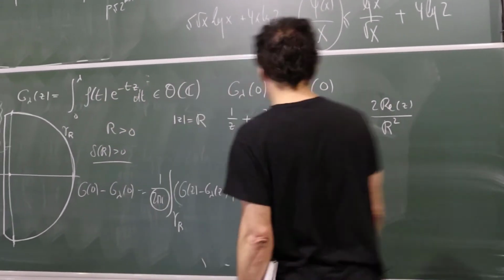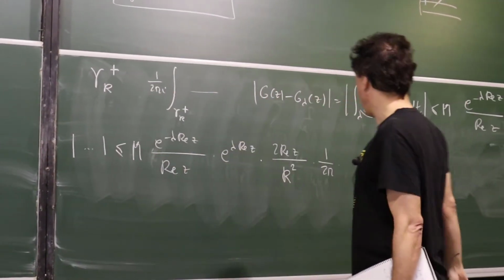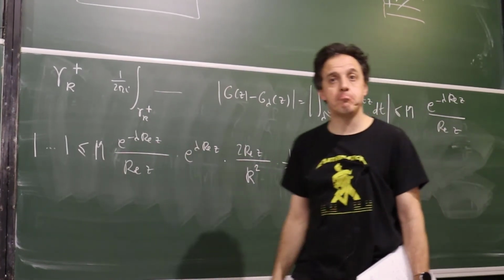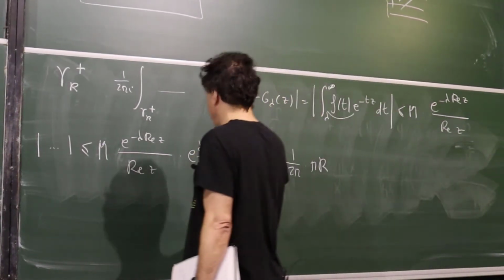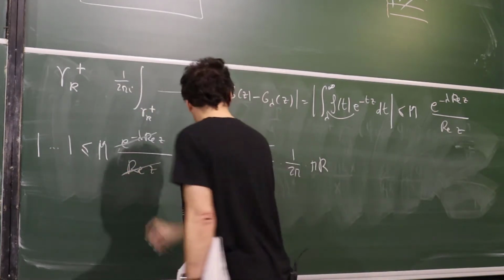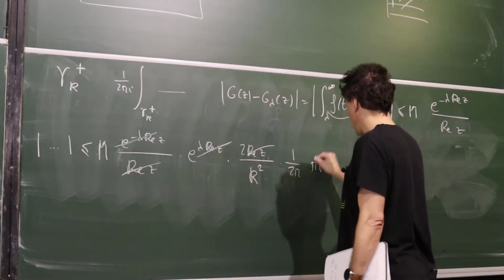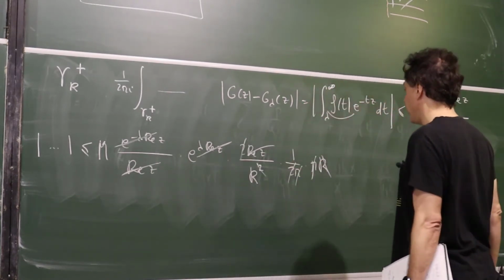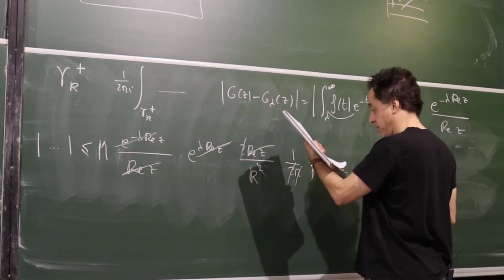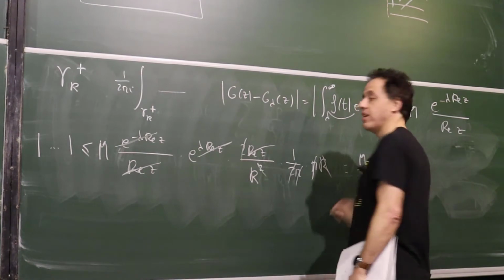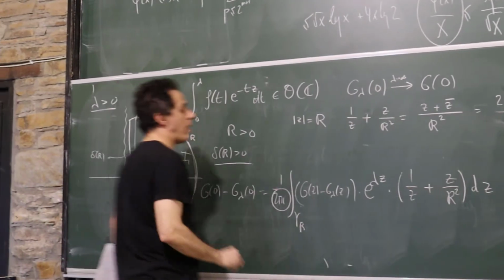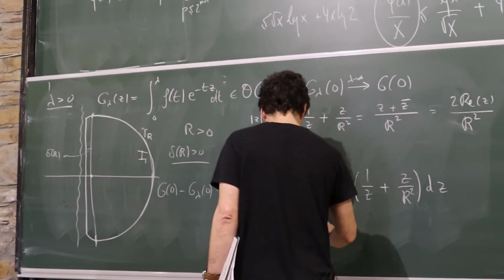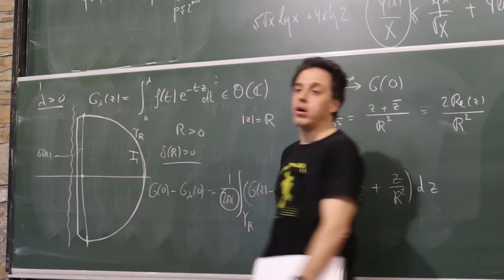You divide by 1 over 2 pi here, and you multiply by the length of the path, which is pi r. Okay, so this vanishes with this, pi vanishes with pi, 2 vanishes with 2, r vanishes with r, so you have m over r, I think, yes. So this first integral, let's say E1, is bounded by m over r.